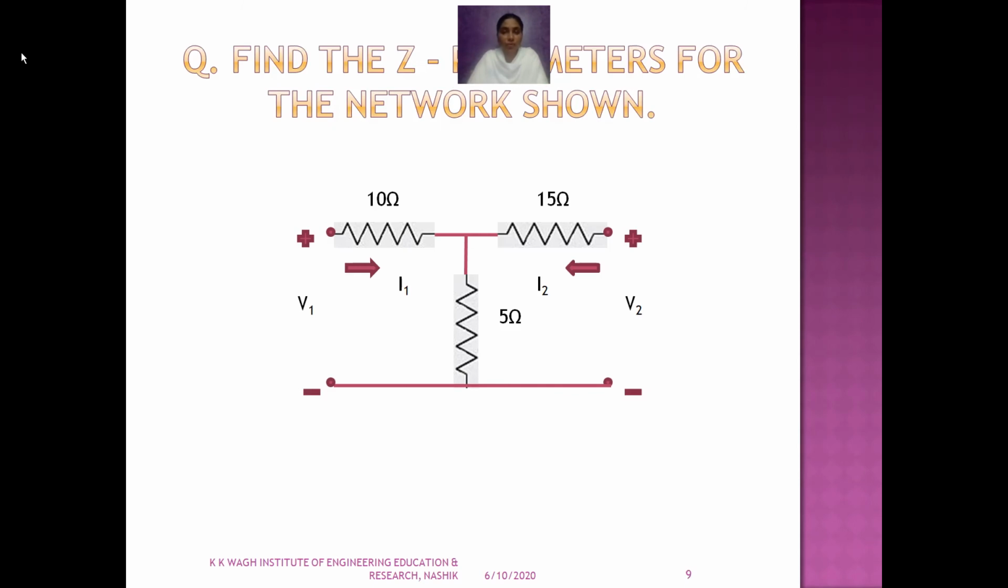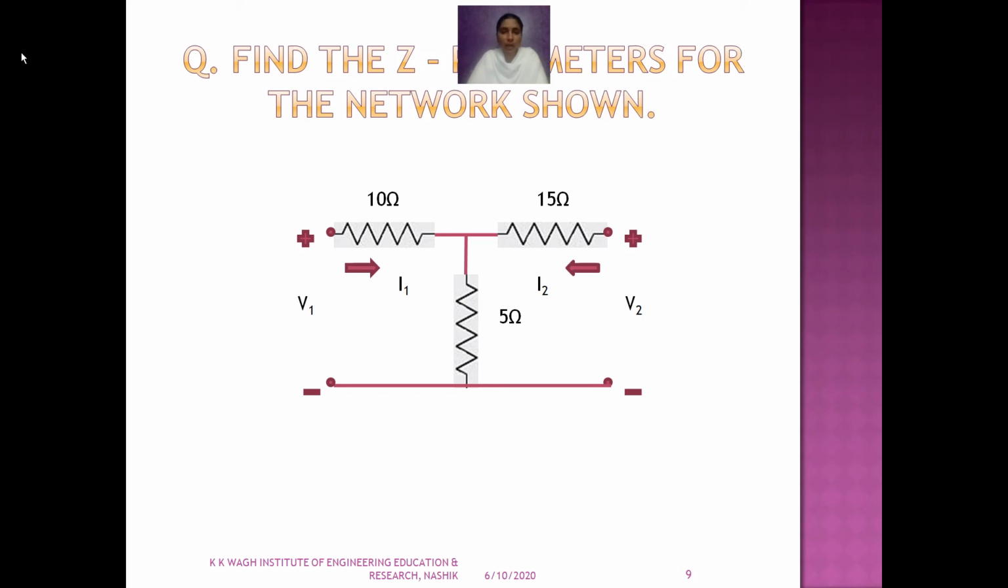The network is shown to you. We are supposed to find the Z parameters for the given network. So V1 is the voltage at port 1, I1 is the current entering port 1, V2 is the voltage at port 2, I2 is the current entering port 2, and basically a simple T network is given to us which has 10 ohm and 15 ohm in the series arms and 5 ohm in the parallel arm.